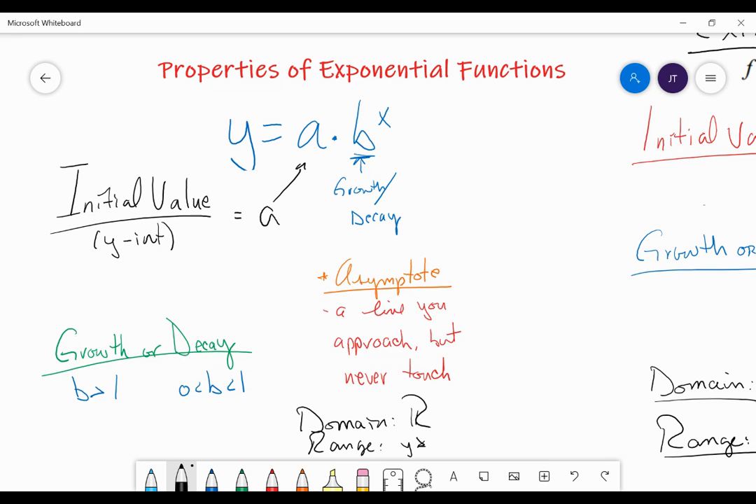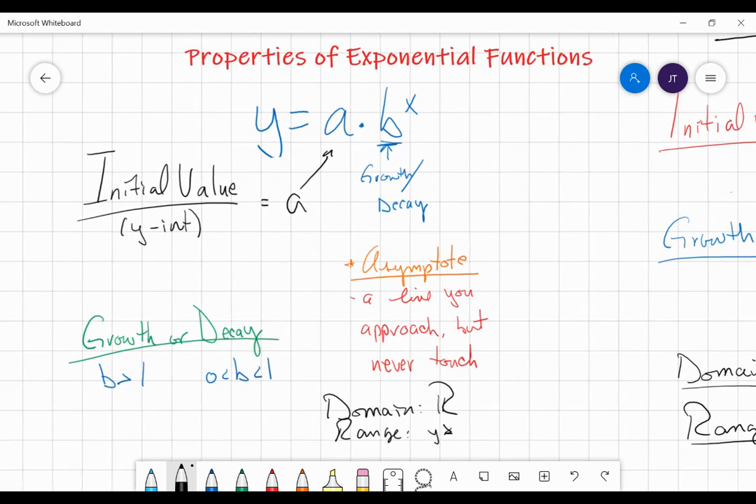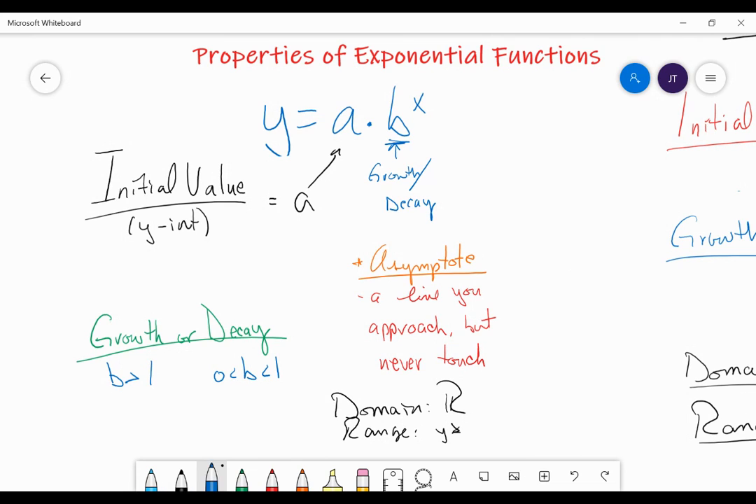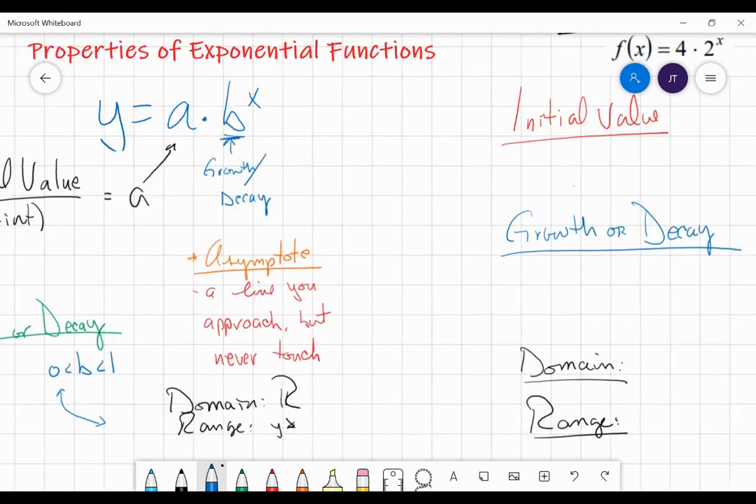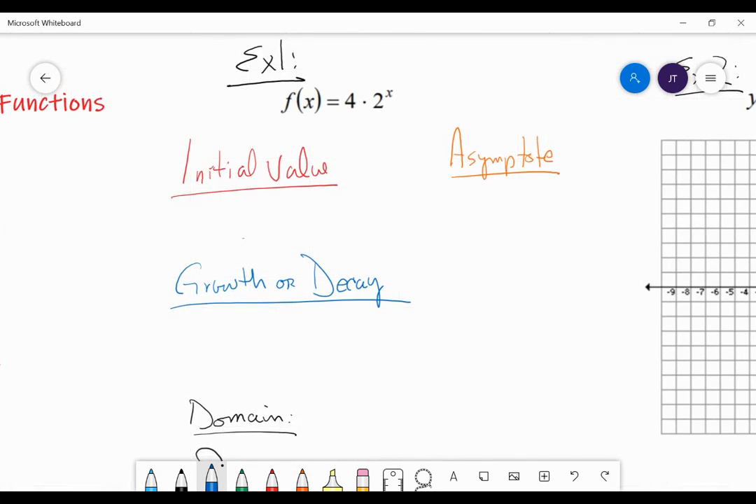All right. So, one more thing I want to mention about growth. For exponential growth, for the most part, your graph goes up. For decay, it goes down. Those values of B make those graphs look like that. All right. So let's look at example 1.